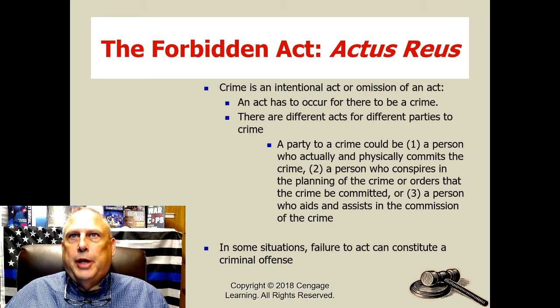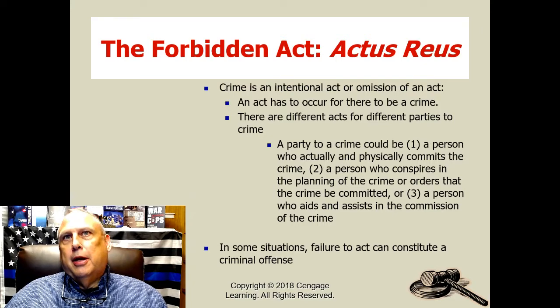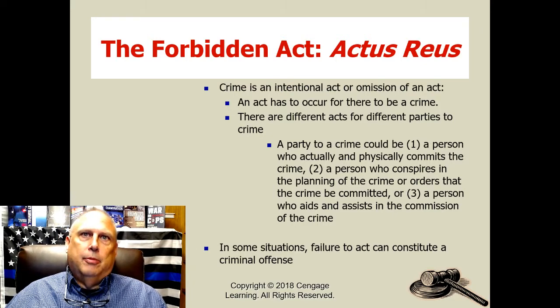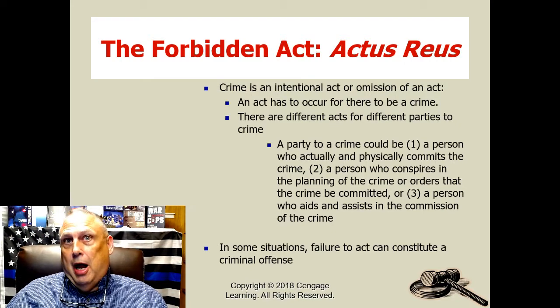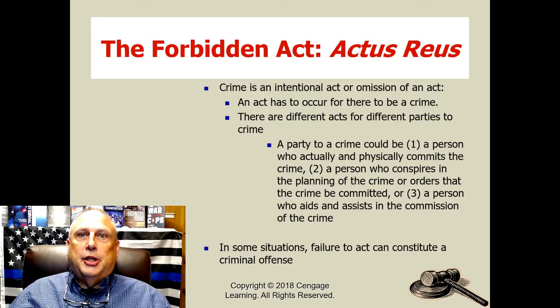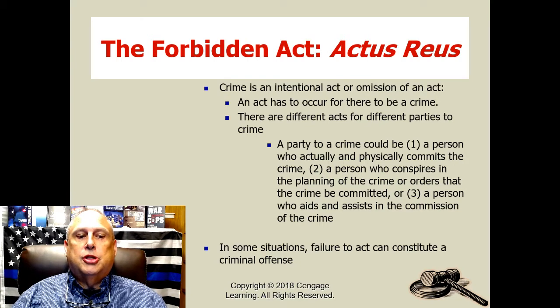The forbidden act, or the actus reus, the crime, is an intentional act or omission of an act. An act has to occur for there to be a crime. There are different acts for different parties to a crime. So a party to a crime could be a person who actually or physically commits the crime, a person who conspires in the planning of the crime or orders that the crime be committed, or a person who aids and assists the commission of the crime either before or afterwards. In some situations, failure to act can constitute a criminal offense, and we'll talk about those in just a second.